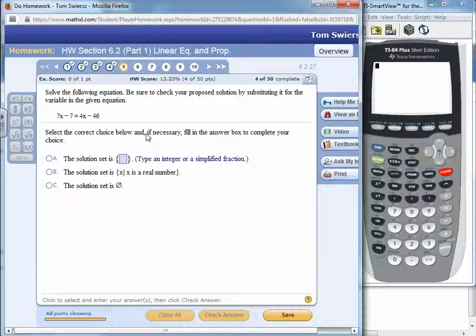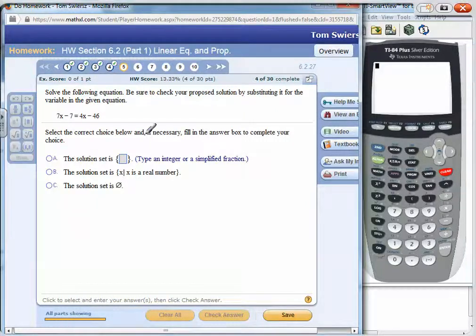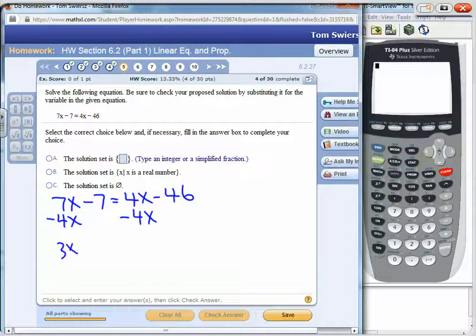Problem number 5. Similar to the one we just did, problem number 4, x is on both sides of the equation. 7x minus 7 equals 4x minus 46. Again, what do we want? X is on one side of the equation. So you can either get rid of the 7x or 4x. It doesn't matter. Either way, it's going to work. If I want to get rid of 4x, I would subtract 4x. So if I subtract 4x from the right side, I got to do it to the left side. I put it underneath the 7x because 7x minus 4x is 3x minus 7. 4x minus 4x is 0, a negative 46.